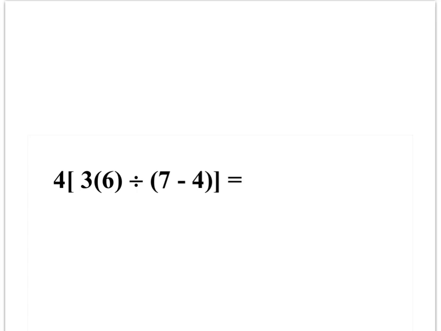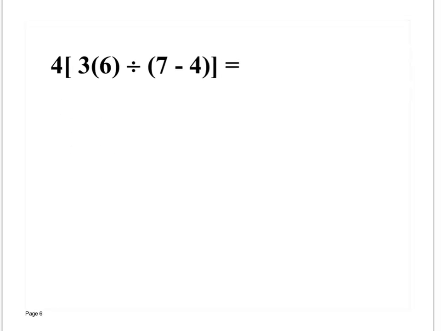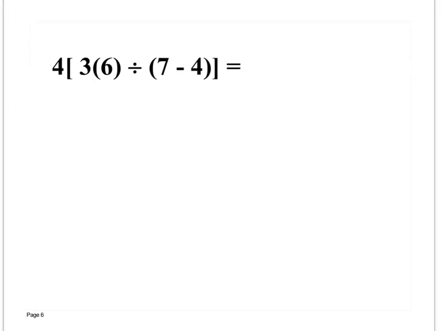Write this down. Go ahead and solve it. Someone raise your hand and tell me your answer. 24. Let's check. First thing I do is I go to grouping symbols. We have grouping symbols here. We also have grouping symbols here. It doesn't matter if I do 3 times 6 first or 7 minus 4, as long as you don't divide as your first thing.